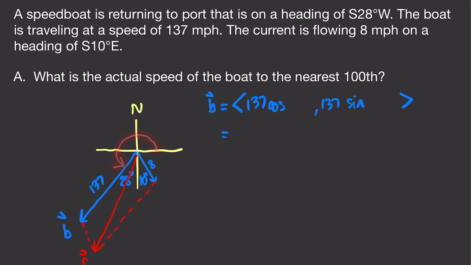Think of the unit circle. To get that angle, I actually need to take 270 minus 28, and that gives me this angle right here. So 270 minus 28 is going to give me 242. So this right here would be 242.